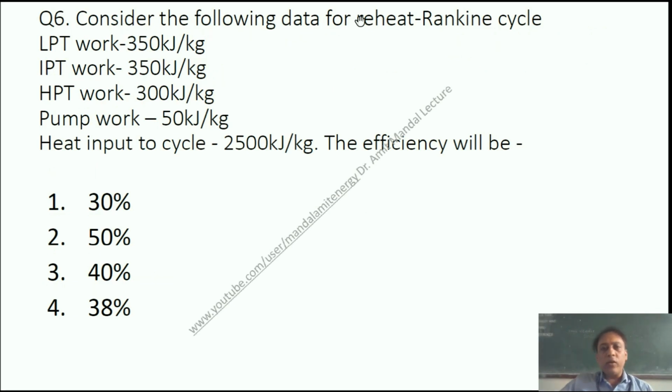Consider the following data for reheat Rankine cycle. The low pressure turbine work is 50 kJ per kg. The intermediate pressure turbine work is 50 kJ per kg. The high pressure turbine work is 300 kJ per kg.